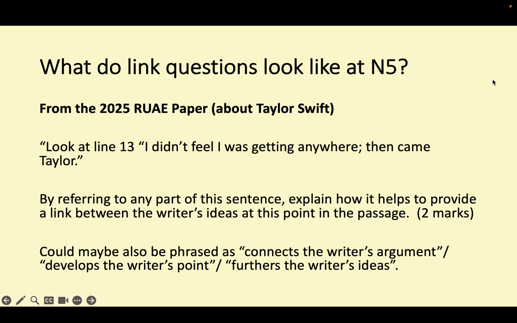So, what do link questions look like at National 5? This one I have taken from the 2025 RUAE paper, which is about Taylor Swift. Look at line 13. I didn't feel I was getting anywhere. Then came Taylor. By referring to any part of this sentence, explain how it helps to provide a link between the writer's ideas at this point in the passage.